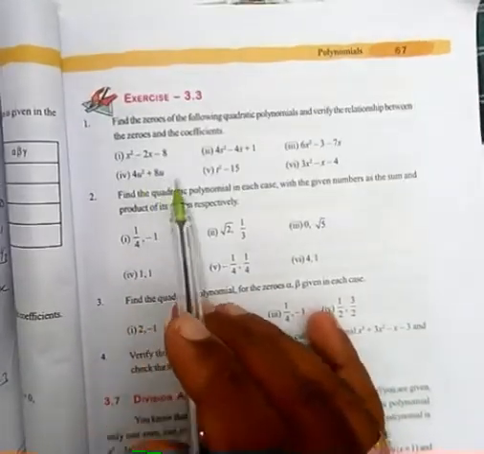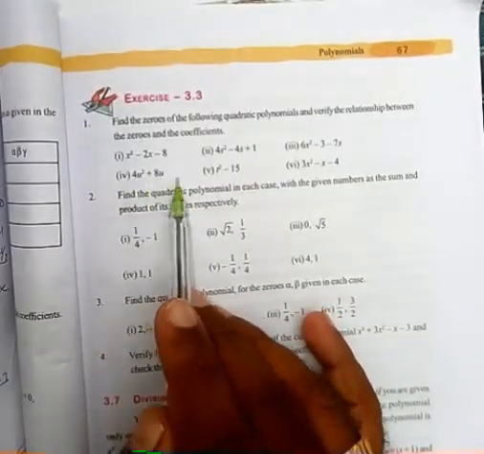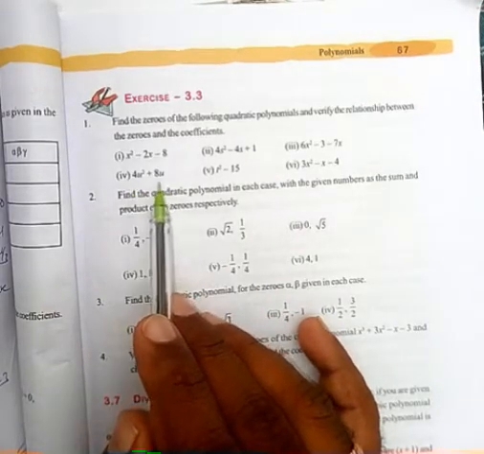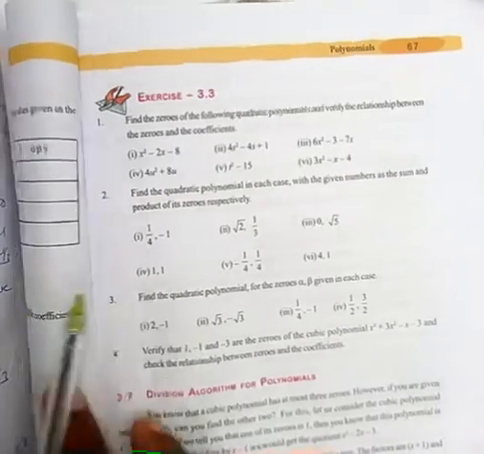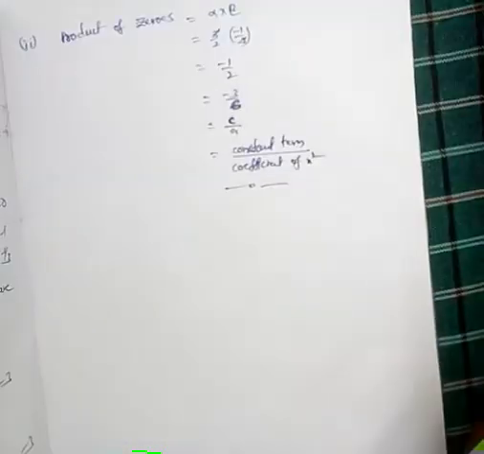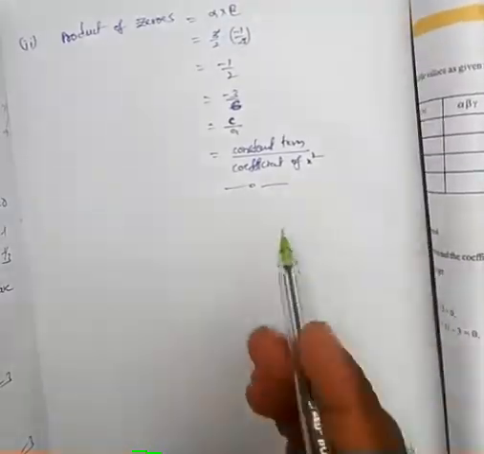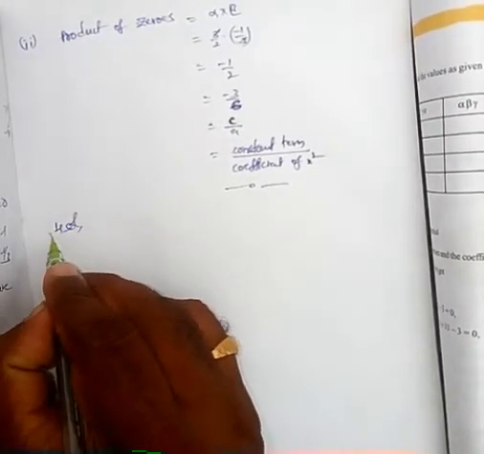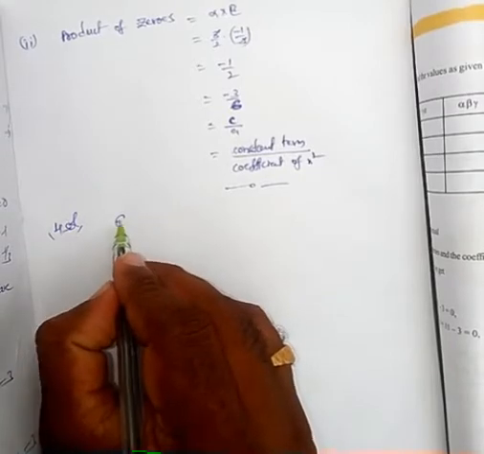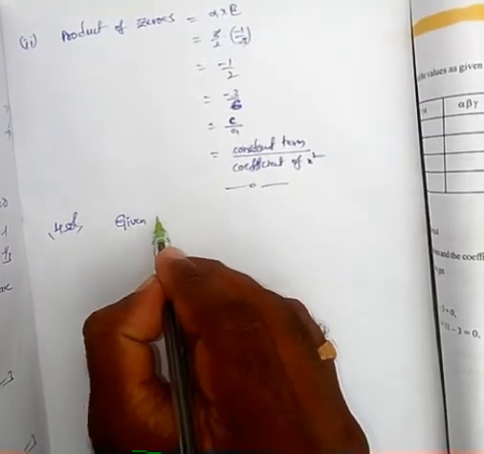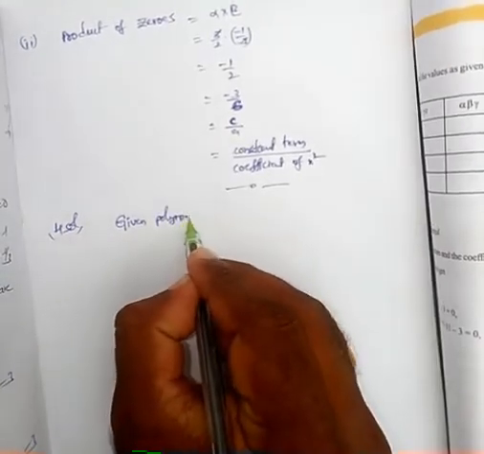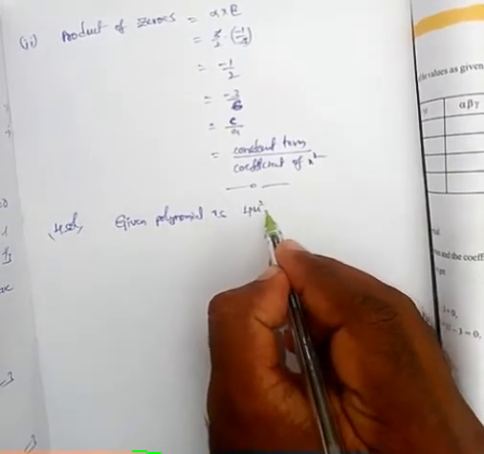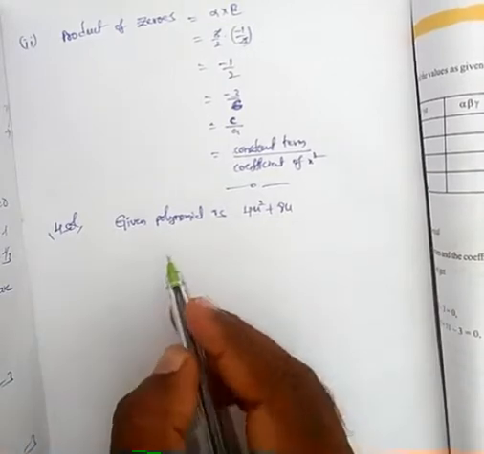Children, now I will explain the fourth problem in the first Roman, that is 4u square plus 8u. Fourth solution. Given polynomial is 4u square plus 8u.